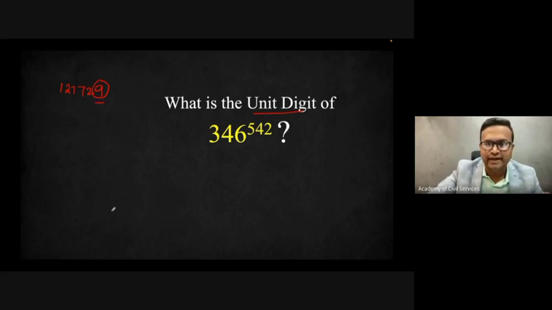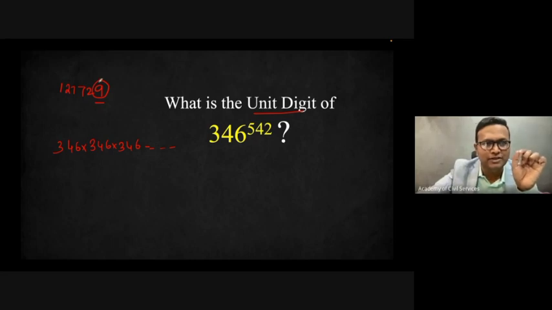Now the question here is 346 power 542. That is, you are multiplying 346, again 346, again 346, 542 times. Finally, whatever answer comes, what will be the unit digit of that answer? Are you getting my question? You might be thinking how to answer this question. It is very easy to answer. Why is it very easy?